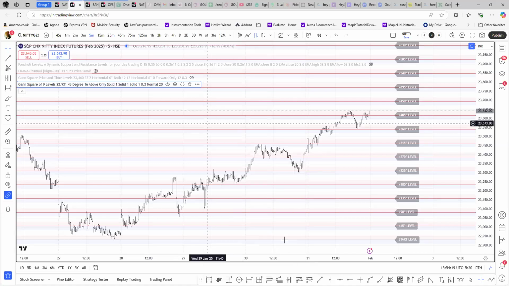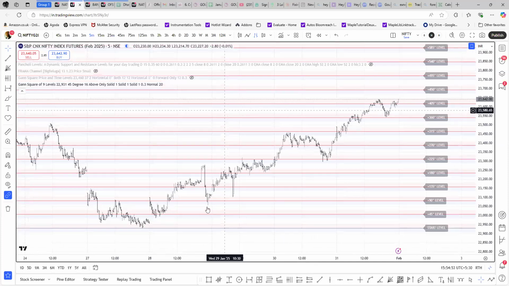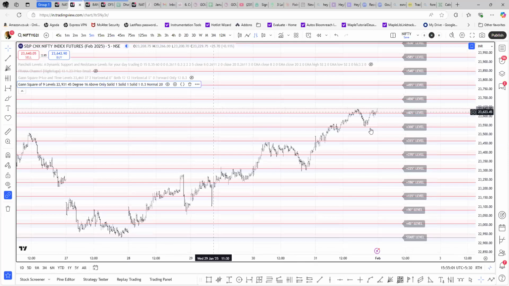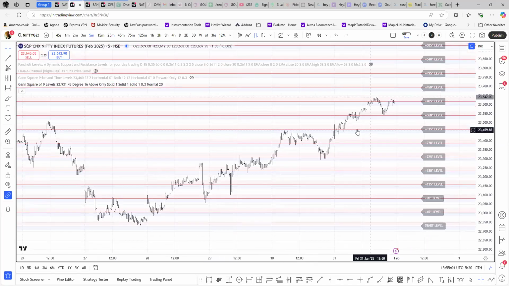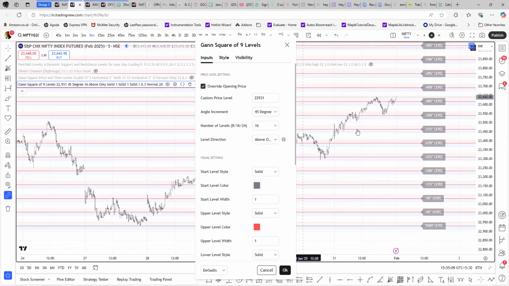So when you do that, this is the chart that you get. As you can see, my starting level has been set to the price that I set, and every level is an increment of 45 degrees. The reason 45 degrees is there is that it's also the default level. It works well on the 5-minute chart, so I will retain the defaults, right? No need to change that.